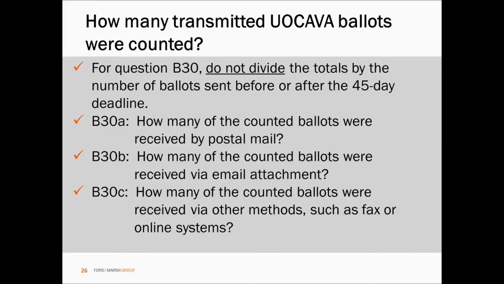The same is true for question B30. Here, these are ballots that you transmitted to voters. So these are ballots that you mailed out, posted on an online portal, or emailed. And how many of them were received back into your office by postal mail, by email, or by fax or an online system. So again, for B30, it's how the voter transmitted the ballot back to you. Did they transmit it back to you by mail, by email, or by some sort of online or fax system?